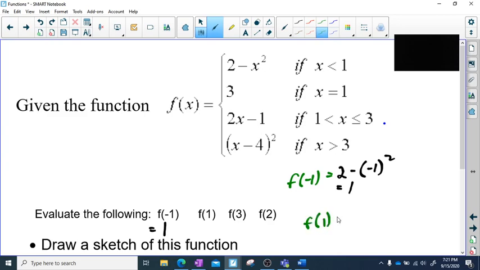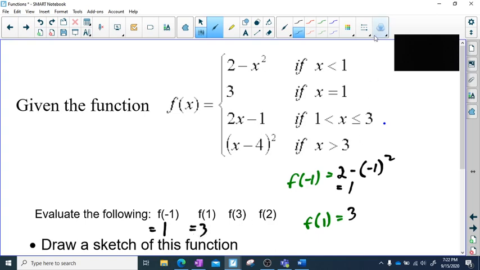F at 1. Well, figure out where you are. Now, this one's going to be easy because at the very instant when x equals 1, it says right here, if x is equal to 1, then the y value is 3. I don't have to do any work. That one's a 3.